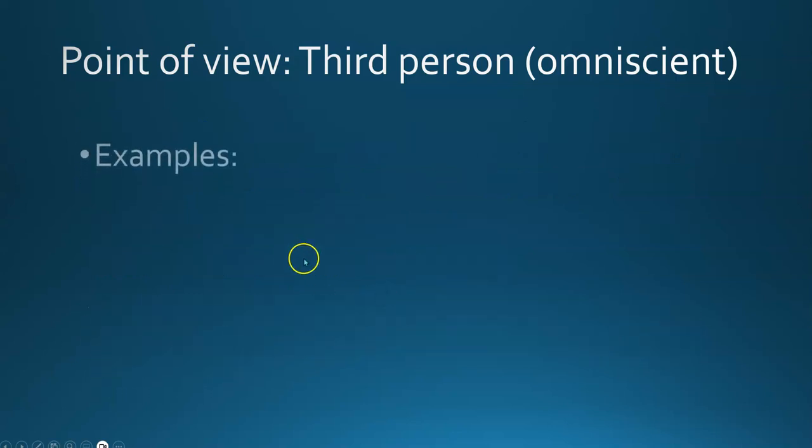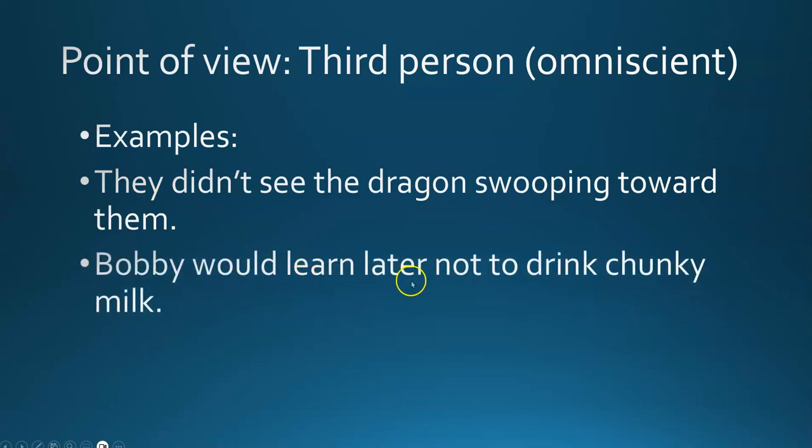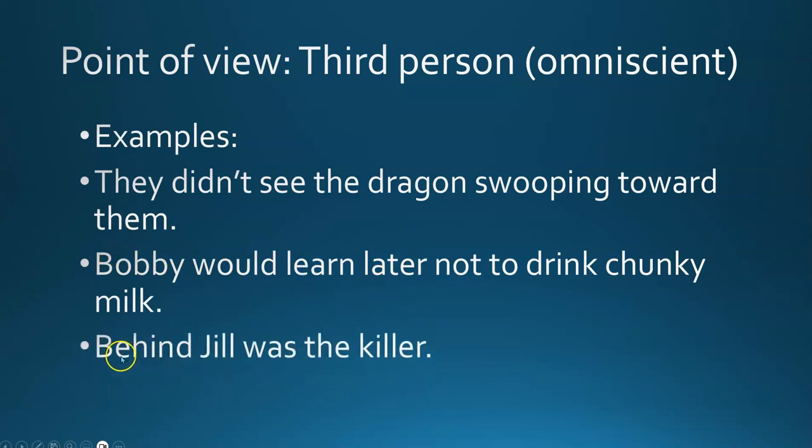For example, they didn't see the dragon swooping towards them. Well, if they didn't see it, who did? Well, the narrator knows that. Bobby would learn later not to drink chunky milk. Well, that's something that would be later in the future. So the omniscient narrator would know what would happen in the future, but Bobby necessarily wouldn't. Behind Jill was a killer. Well, Jill didn't know. Who does know?